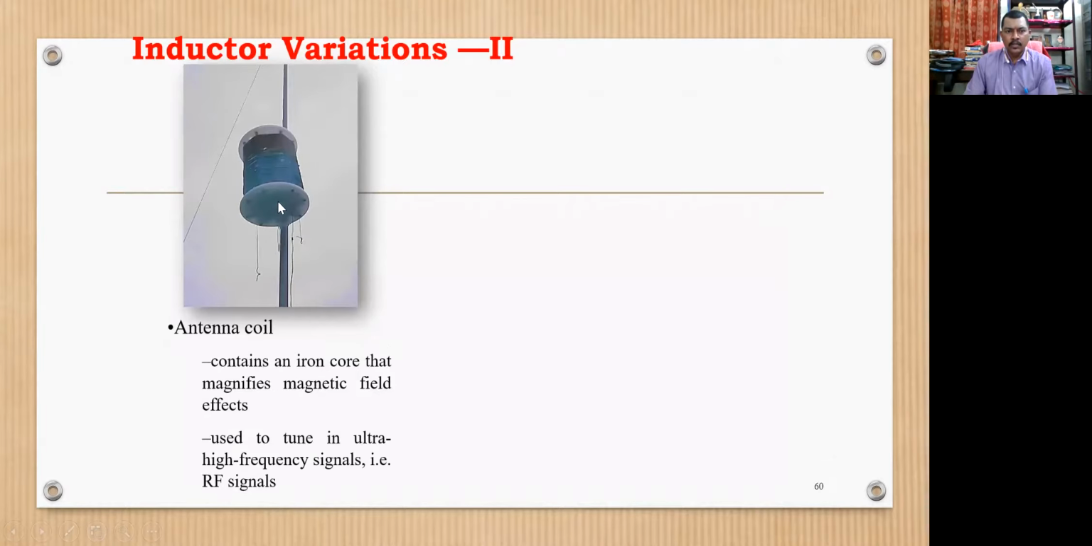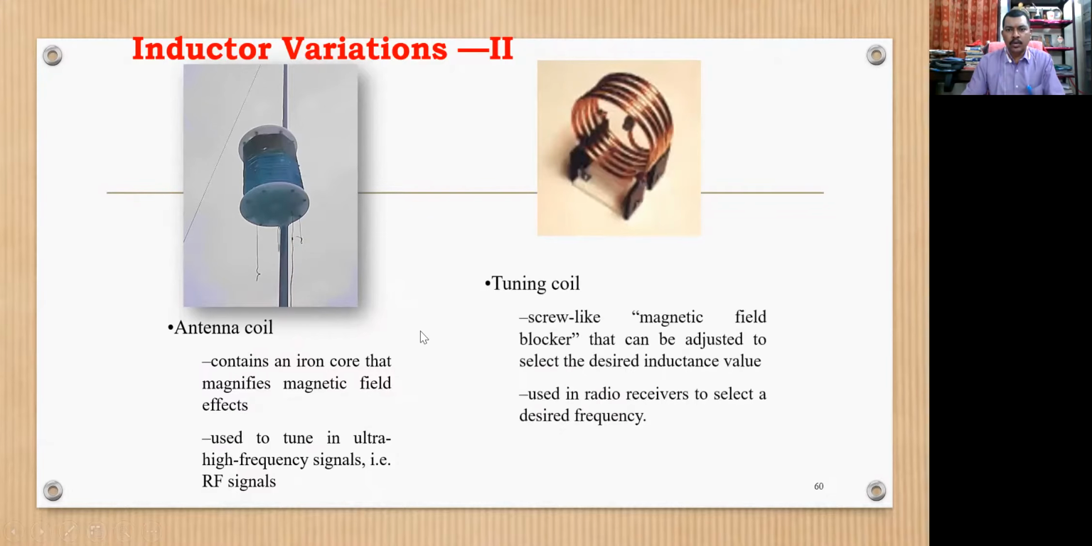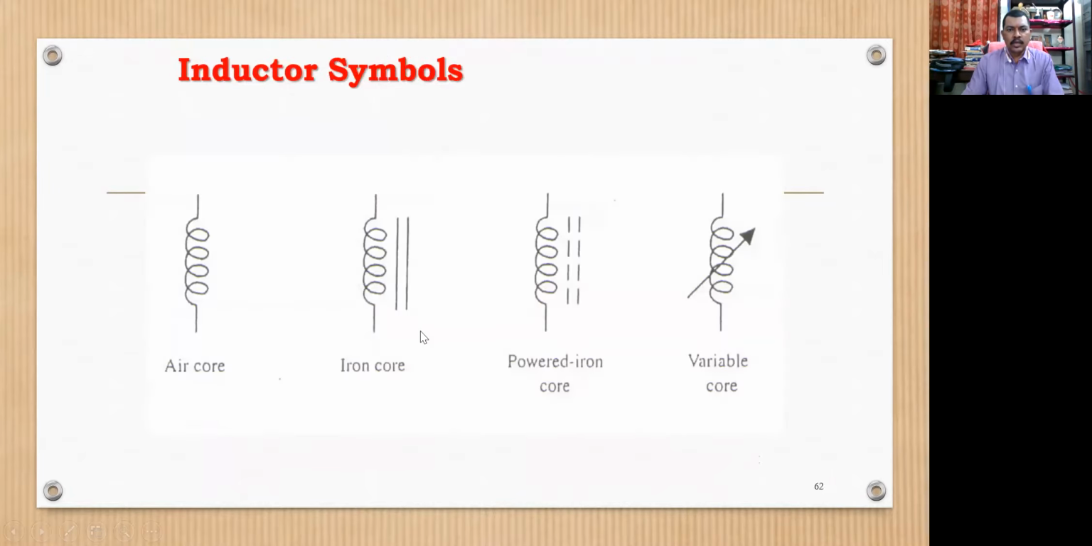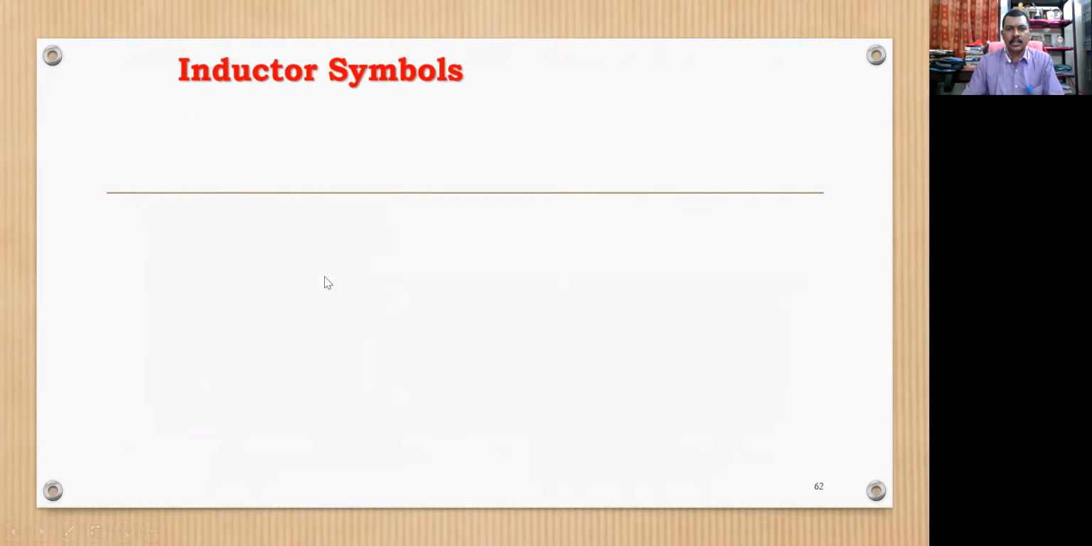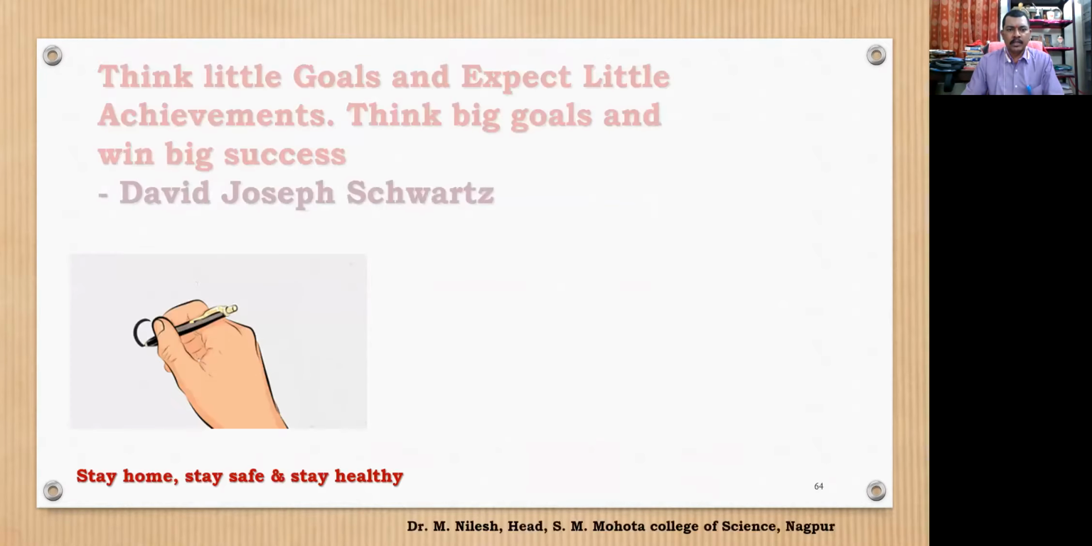This is an antenna coil, and it contains an iron core that magnifies the magnetic field effect, used to tune in ultra high frequency signals like RF, radio frequency signals. So these are used in antennas where we need to tune. These are some of the examples. This is again a tuning coil, as I've shown you. These are some more examples. I guess these are symbols. The time is running, so we might check it in the next class. We will continue with transformers in the next class.